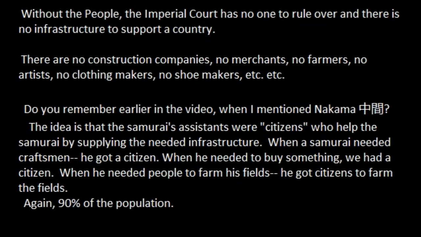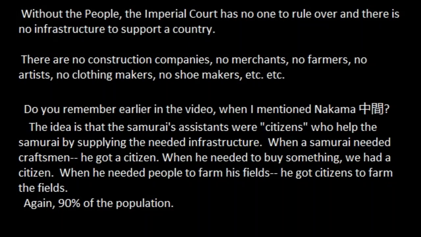Without the people, the imperial court has no one to rule over, and there is no infrastructure to support a country. The emperor needs the people. Like, the people need the emperor, but the emperor needs the people. If there's no citizens to govern, then there's no government, right? There's nothing, right? Without the people, there's no construction companies, there's no merchants, there's no farmers, there's no artists, there's no clothing makers, there's no shoemakers, et cetera, et cetera, right?